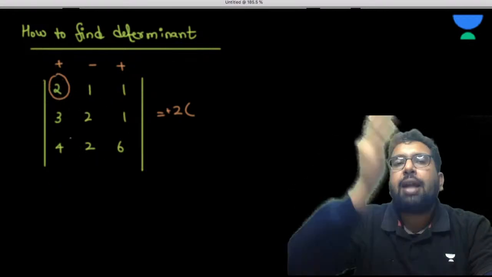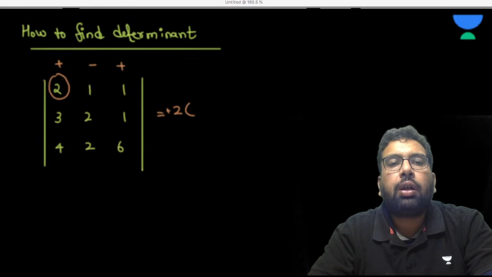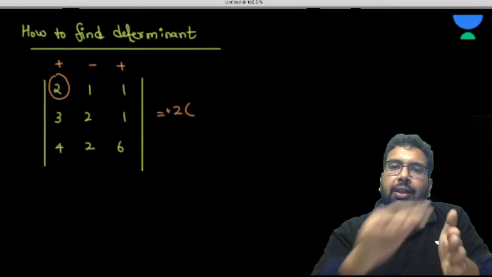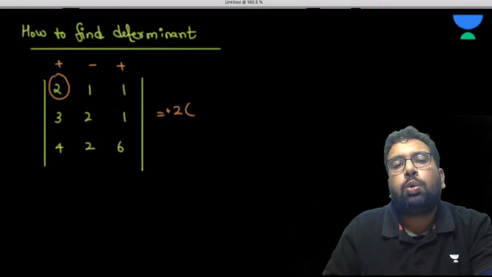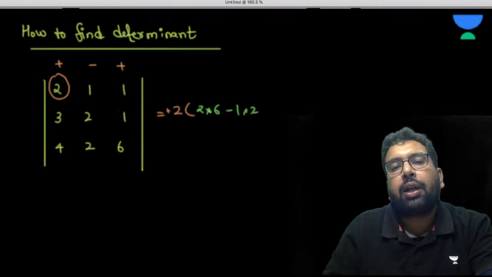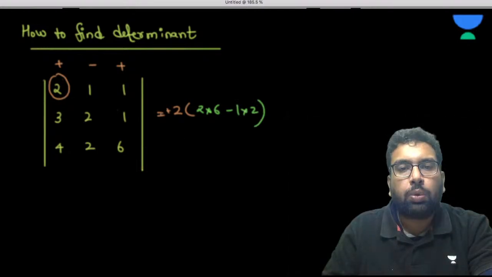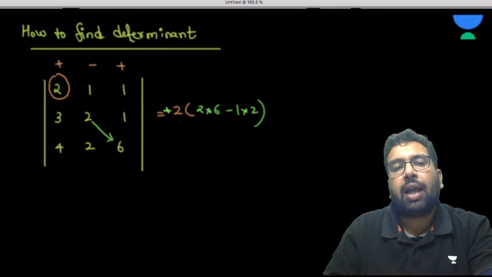Just imagine it, because if I draw it like this, then you will get confused and it will look bad also. Now when you have picked this 2, this is a row, this is a column. You are not considering those. So see how you are writing: 2 cross 6, this is not a cross product, it's a simple algebraic multiplication, 2 cross 6 minus 1 cross 2. Are you getting the pattern? So when you take this 2, first thing, it is to be taken positive. Then you write inside the bracket, this multiplied with this minus this multiplied with this. I hope it is clear to everyone.